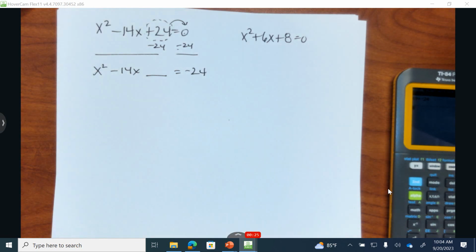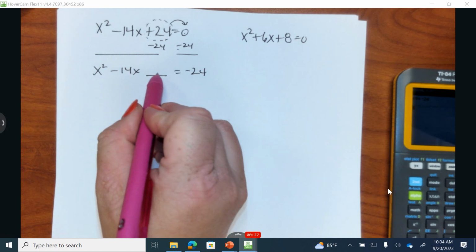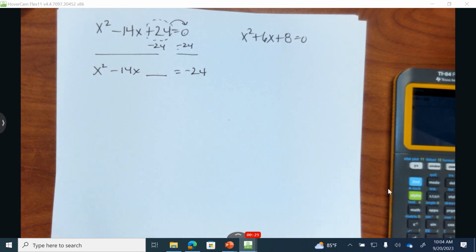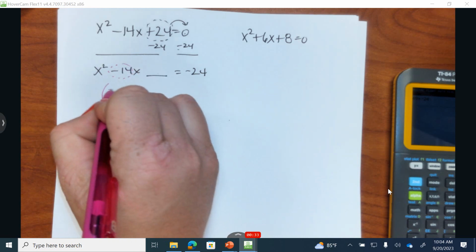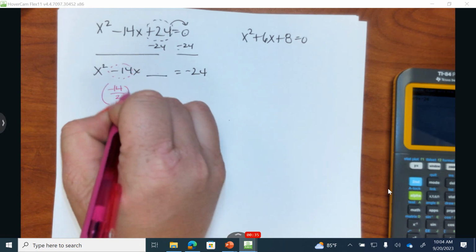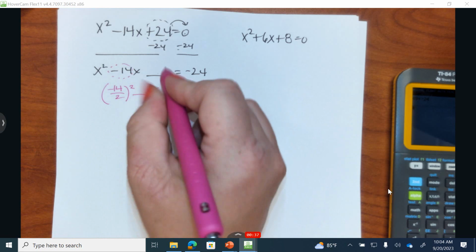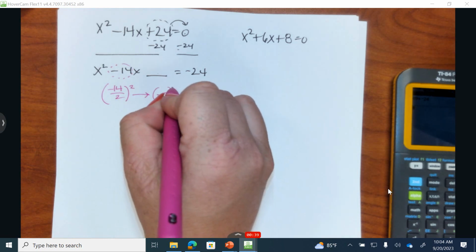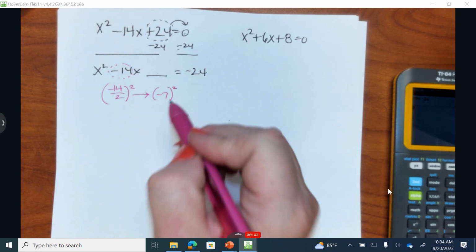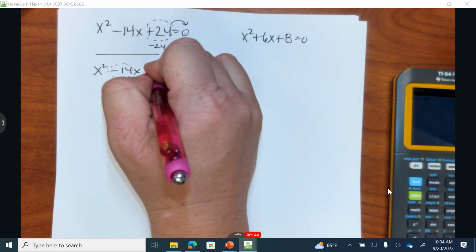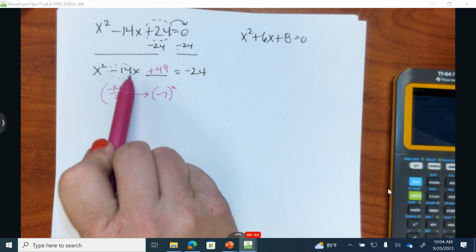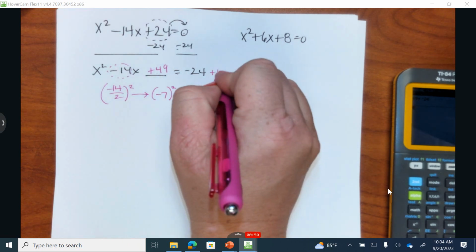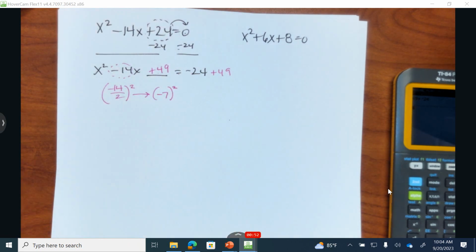Now I want to get a perfect square, so I need to fill that position with just the right answer. How do we choose that answer? We take whatever the b value is, including the sign, divide it by 2, and square it. Negative 14 divided by 2 is negative 7. Now when I square it, negative 7 times negative 7 is a positive 49. We need to keep the equation balanced. Whatever I do to the left, I must also do to the right. So I'm going to add 49 to both sides.